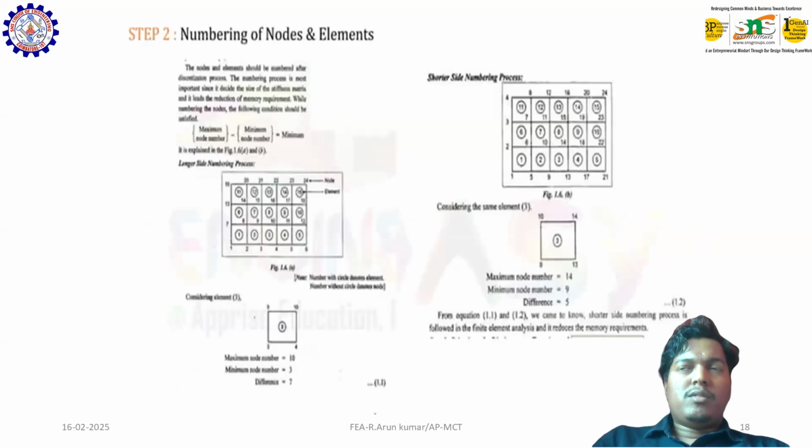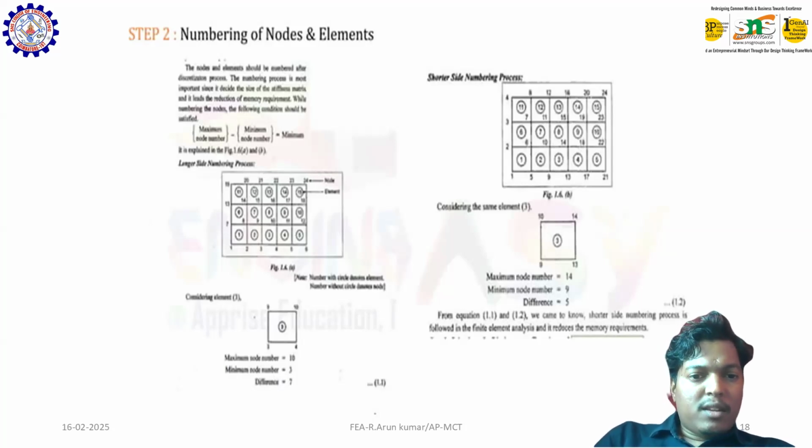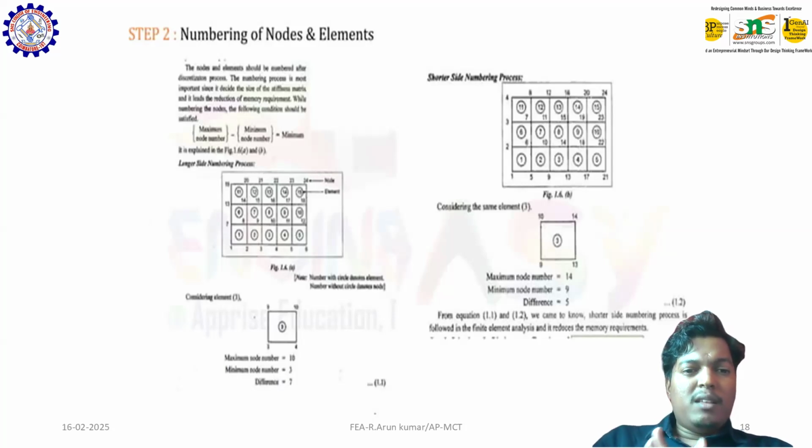First of all, if you have any problem, like a one-dimensional, two-dimensional, three-dimensional, or axisymmetric problem, you have to discretize it. The purpose of discretization is that you have to consider small elements. The numbering of nodes and elements is based upon the division process. For example, consider figure number 2.